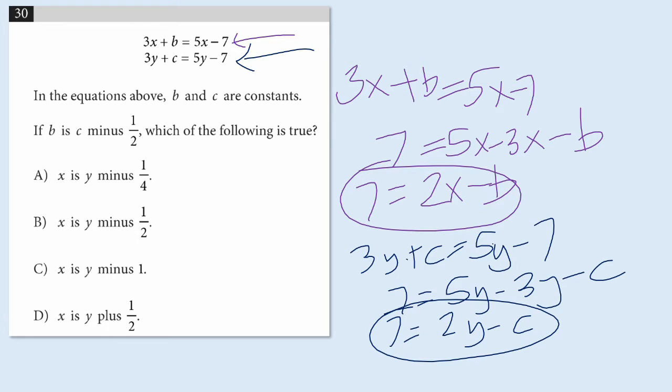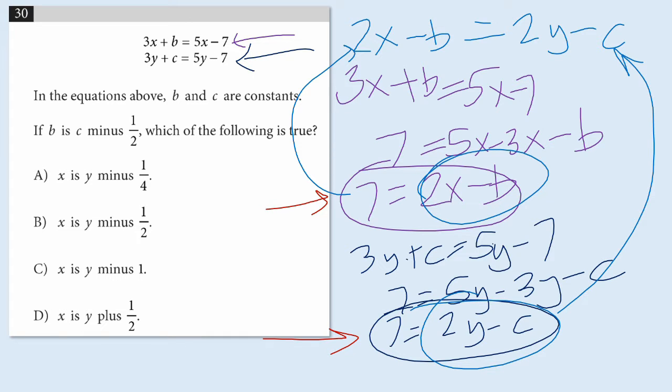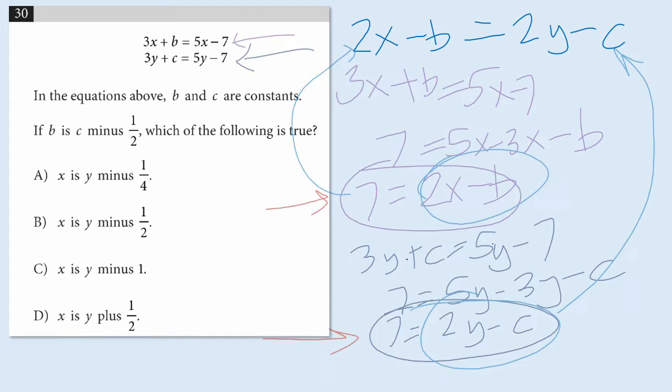I have 7 equals for the first equation and 7 equals for the second equation. So I can combine those by setting this expression and this expression equal to each other. So I have 2x minus b, that's from the first equation, equals 2y minus c. So that's from that equation. All right. I set both equations in the format of 7 equals something, and then I set those two somethings equal to each other. Okay, now what?